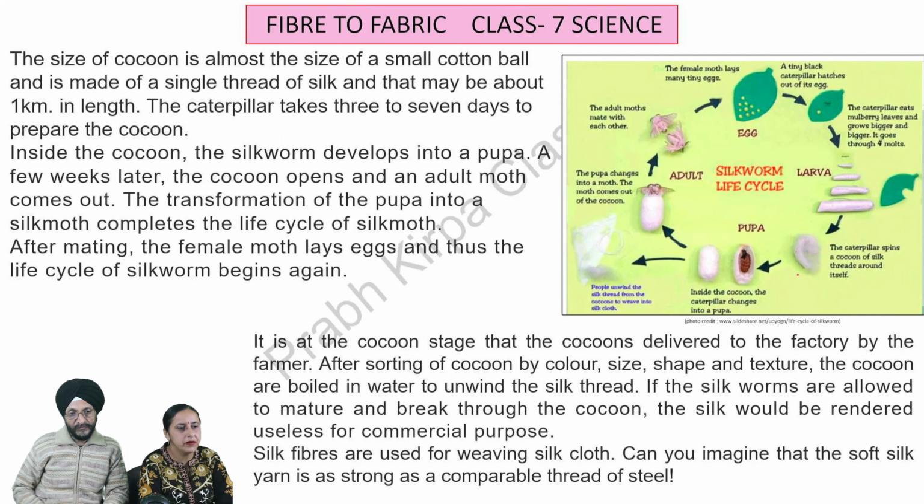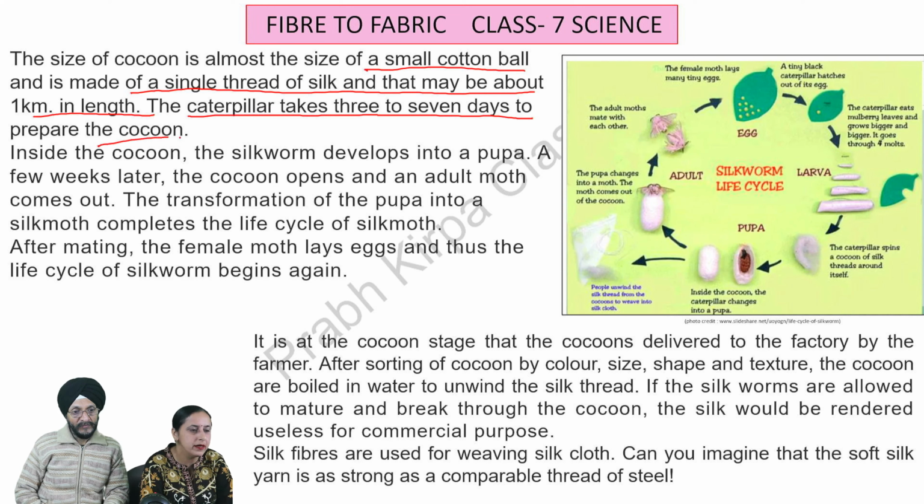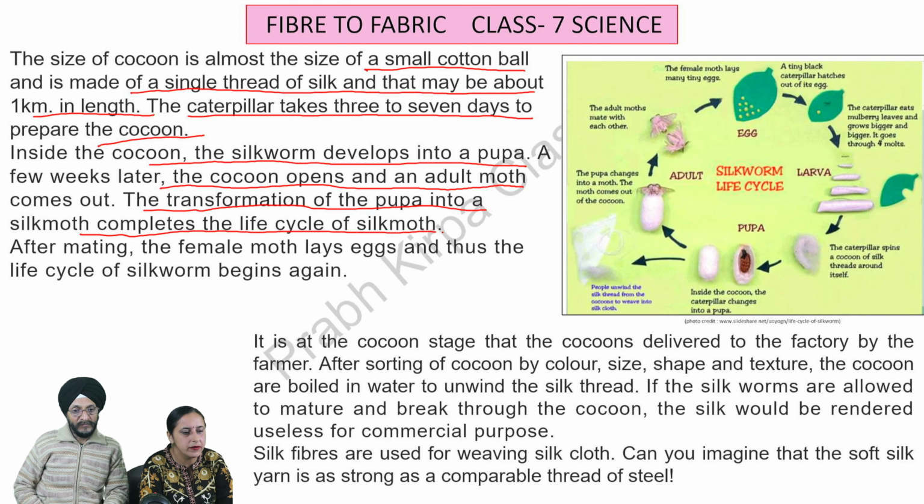The size of the cocoon is almost the size of a small cotton ball and is made of a single thread of silk that may be about 1 kilometer in length. The caterpillar takes 3 to 7 days to prepare the cocoon. Inside the cocoon, the silkworm develops into a pupa. A few weeks later, the cocoon opens and an adult moth comes out. The transformation of the pupa into a silk moth completes the life cycle of silk moth. After mating, the female moth lays eggs and thus the life cycle of silkworm begins again.